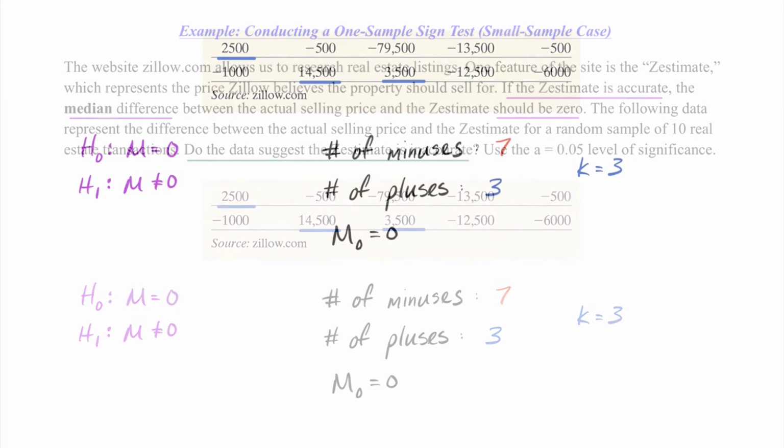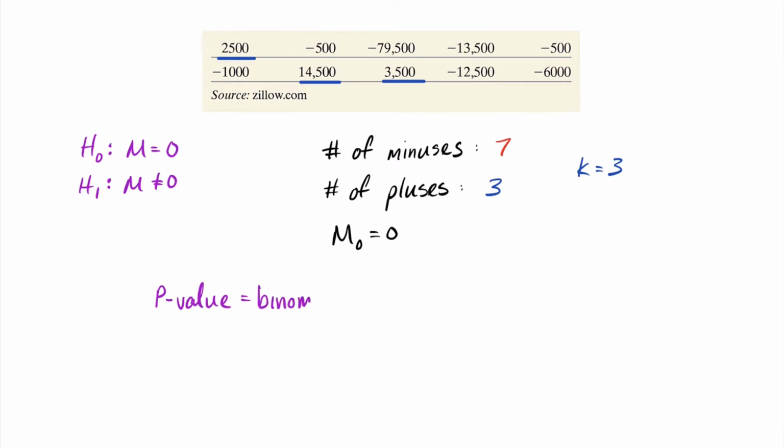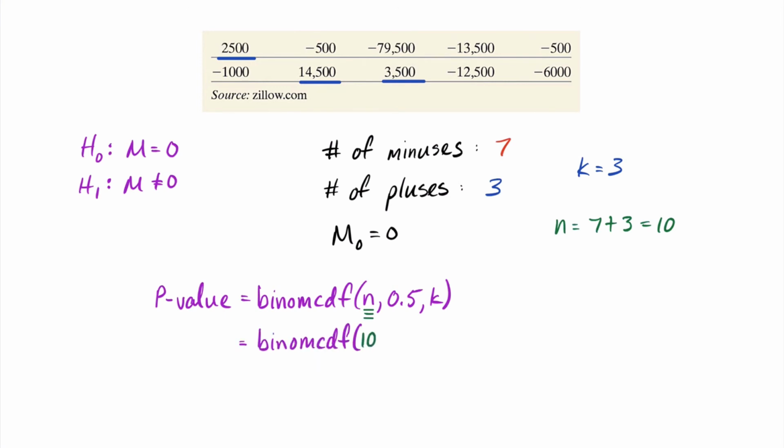And now that we have our value of k, we need to find our p-value, which we know uses the binomcdf function. And in that function, we need to input n, 0.5, k. Well, making sure we're careful to have the correct value for our sample size, remember n is equal to the number of minuses plus the number of pluses. So we end up with 7 plus 3 gives us a sample size of 10. And of course, that's how many values of data we had. However, it only lined up that way because we didn't have any values of data that matched the value of our null hypothesis where the median is 0. We just have to be careful anytime that some values are ignored based on the data presented. Well, substituting our value of 10 for n and our value of 3 for k, we've got the binomcdf of 10, 0.5, 3, and that gives us a p-value of approximately 0.1719.